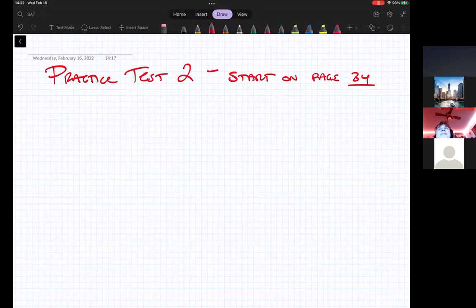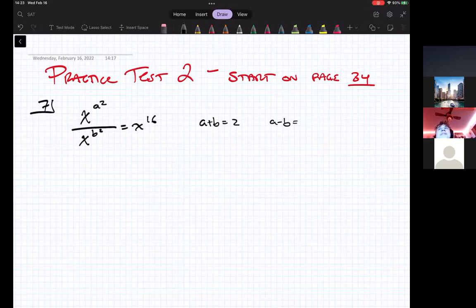So one problem that a lot of students got wrong just by the results was number 7, okay? That problem is x to the power of a squared over x to the power of b squared is equal to x to the power of 16. You know that a plus b is equal to 2. And then your goal is to figure out the value of a minus b. Now, depending on how long you've been in mathematics, some of you can see the light at the end of the tunnel for this problem. Some of you cannot. So one thing you definitely want to know is how to simplify.